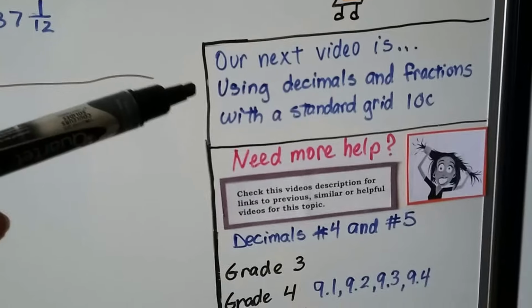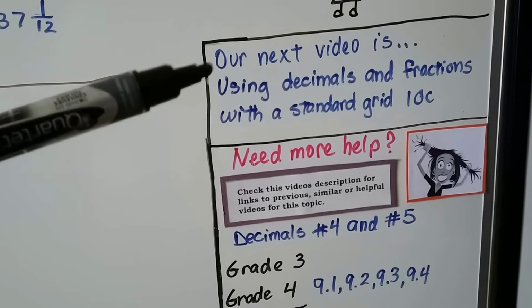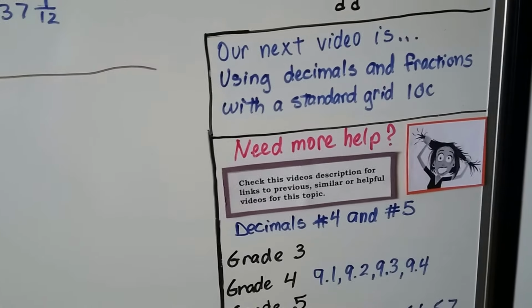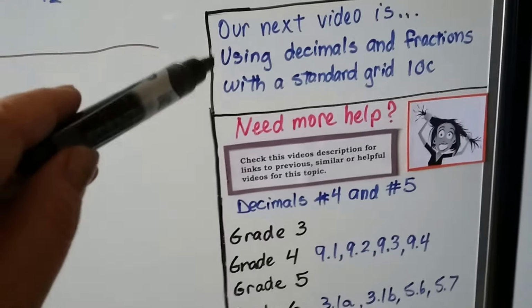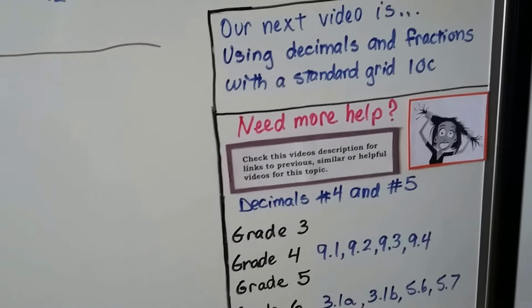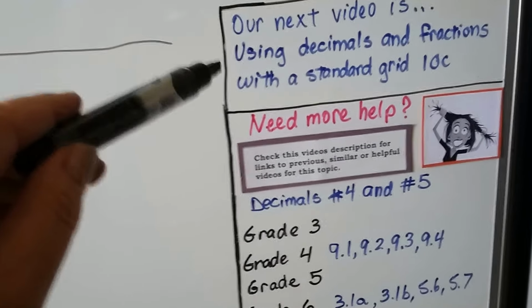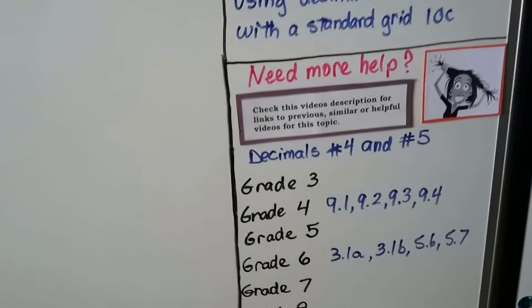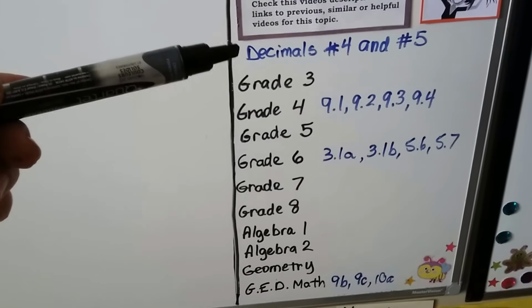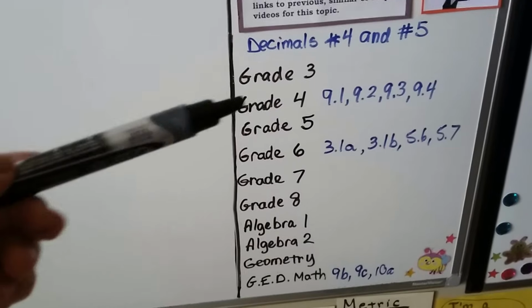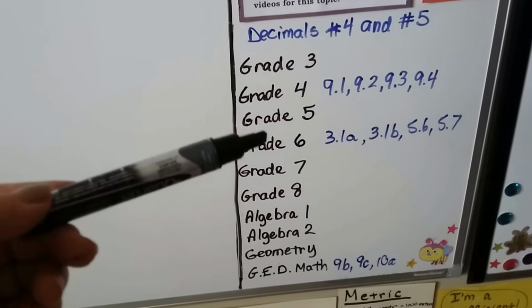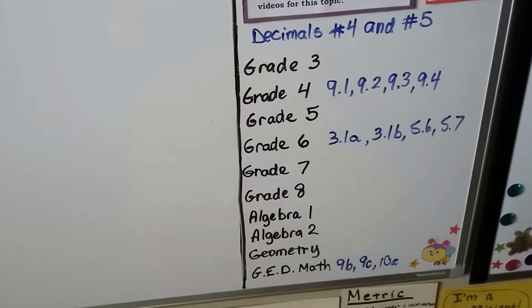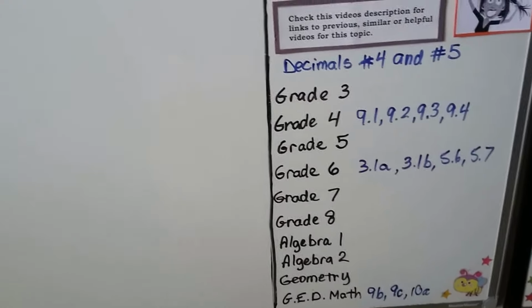We're going to be using decimals and fractions in a standard grid in our next video. We've talked about writing in our answers on a standard grid before, but now we're going to be doing decimals and fractions and working with problems doing it, okay? I'm going to have links to my decimal 4 and 5 videos, to these grade 4, grade 6, and previous videos from GED Math to help you out if you need them, okay?